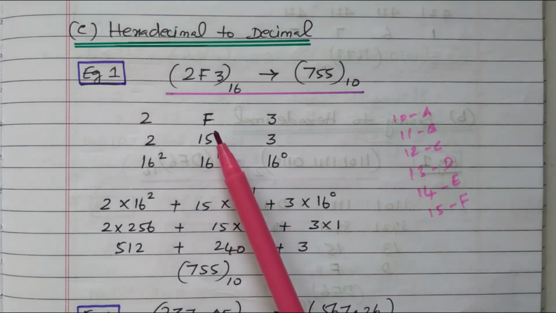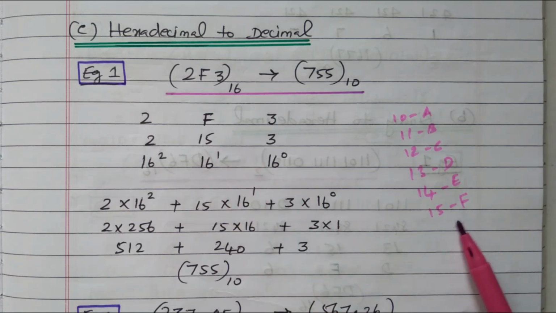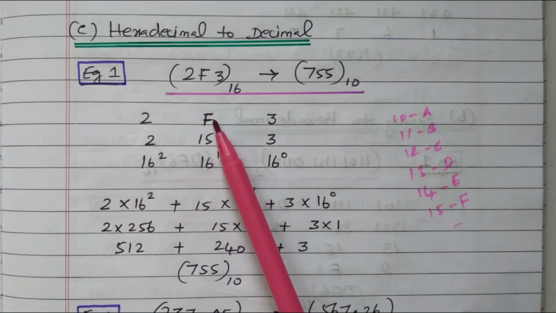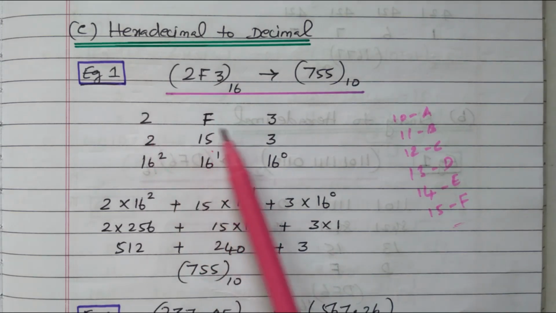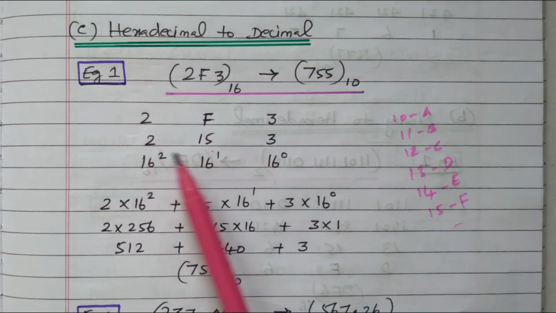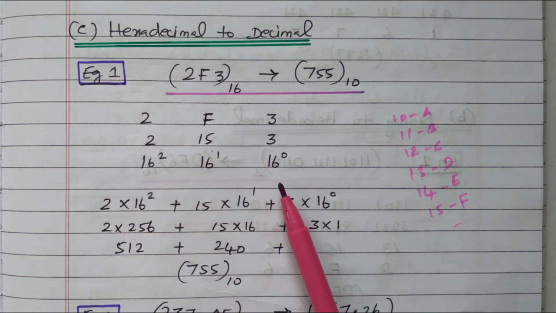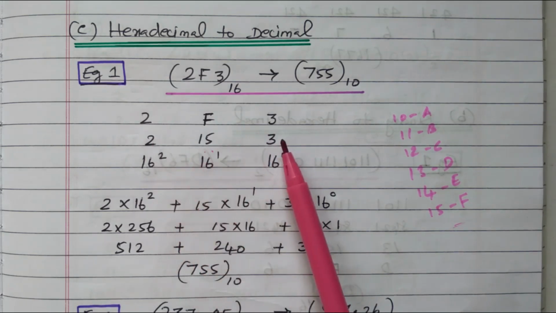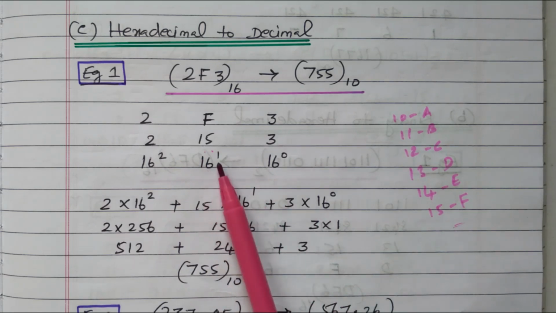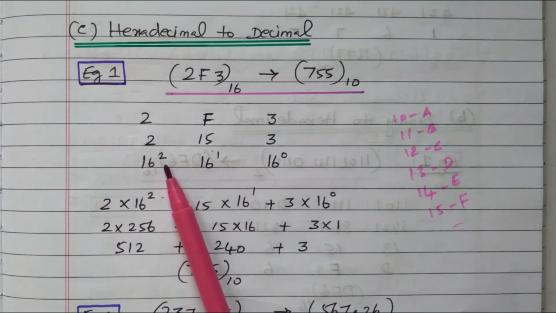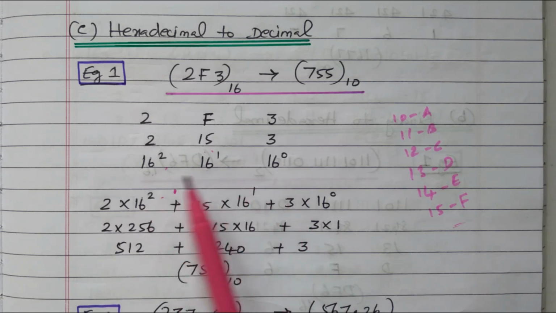So here F is available. This F is nothing but 15. So the equivalent decimal number is 15. So 2F3 is now written as 2 15 3. So the given hexadecimal number is written. Now we need to multiply with the weightage: 16 power 0, starting from 0, 16 power 1, 16 power 2. We need to multiply with the weightages.